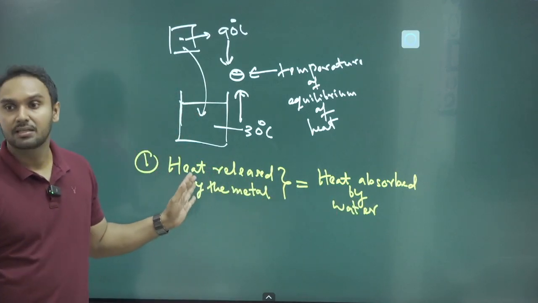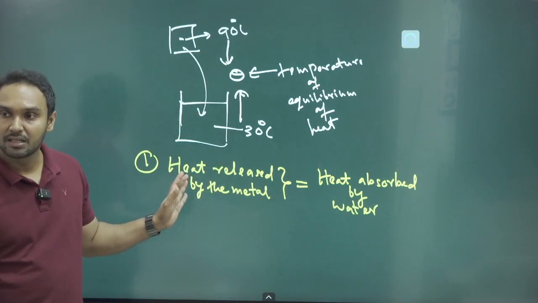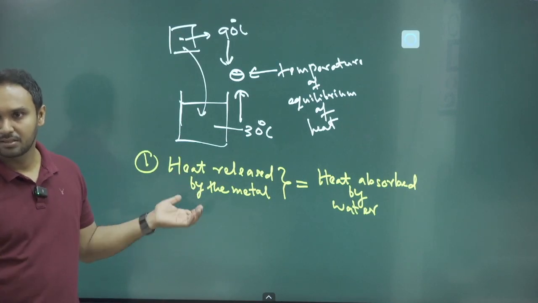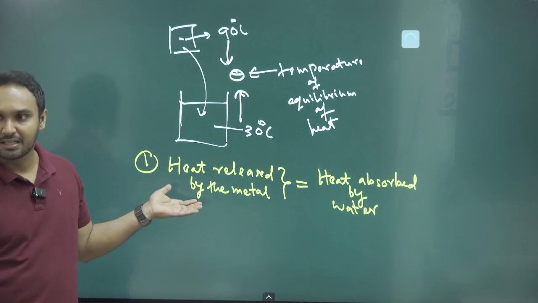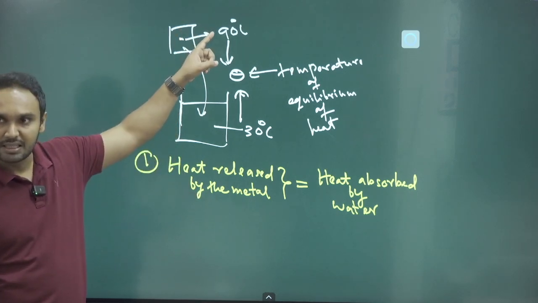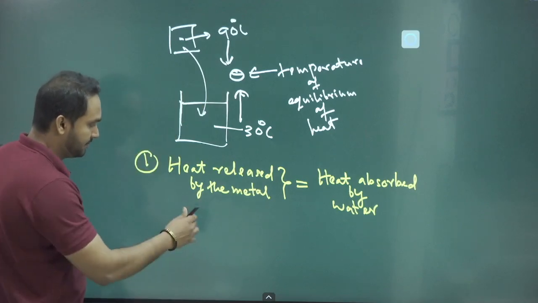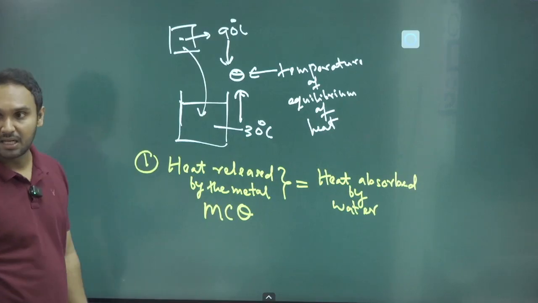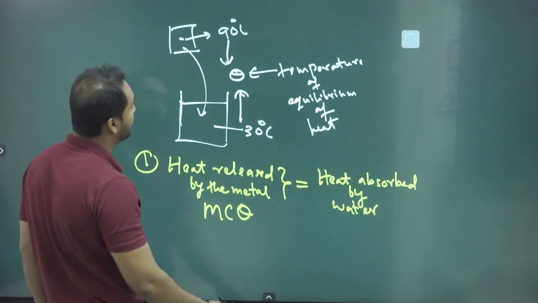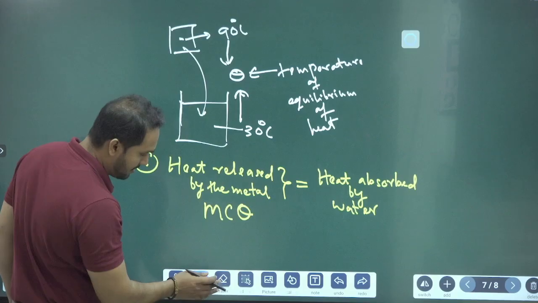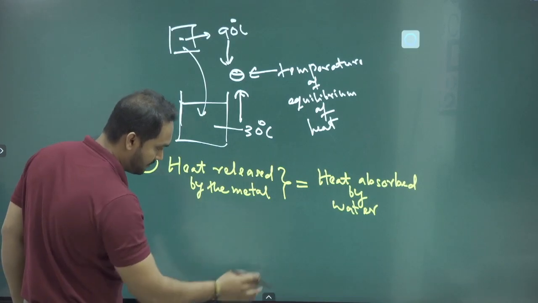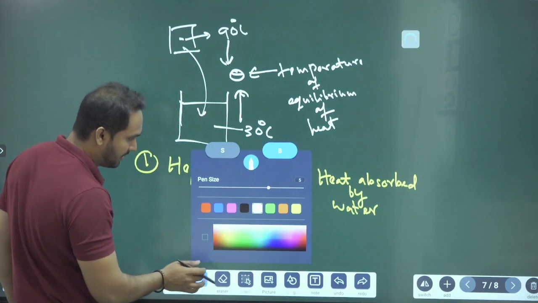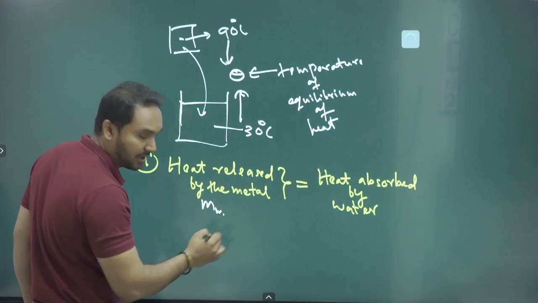And that heat, we measure it using which equation? mc theta, right? Because Q is the amount of heat. So Q equals mc theta. So the amount of heat which the metal passes is equal to mc theta of the metal. Here I'll take the m as mm, the mass of metal.